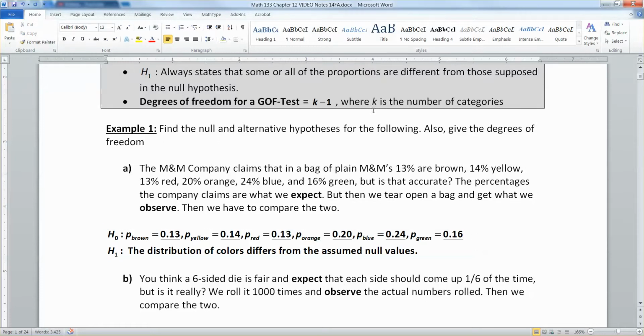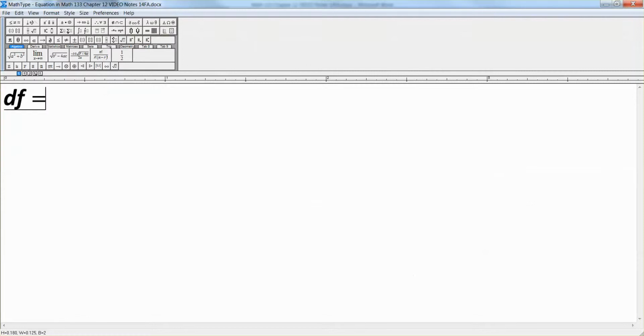Now, the degrees of freedom is your number of categories minus 1. So the categories here would be the number of colors. So there's brown, yellow, red, orange, blue, green. That's 6 colors. So your degrees of freedom would be 6 minus 1, which is 5. That would be your degrees of freedom.